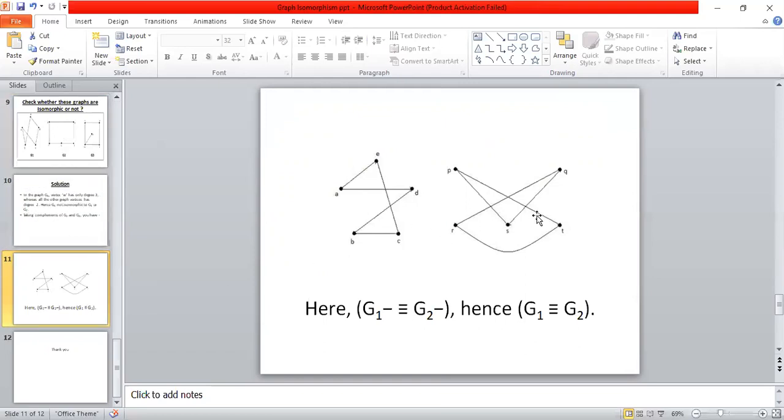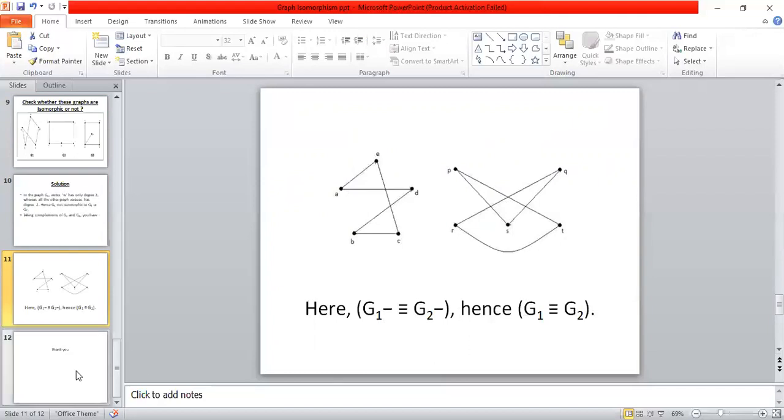Here we have the two complementary graphs of G1 and G2. We need to check whether these two are isomorphic or not, using the same conditions: whether the number of vertices and the number of edges are the same. By checking all the conditions, if you find that these two are isomorphic graphs, then the given graphs G1 and G2 are also isomorphic.